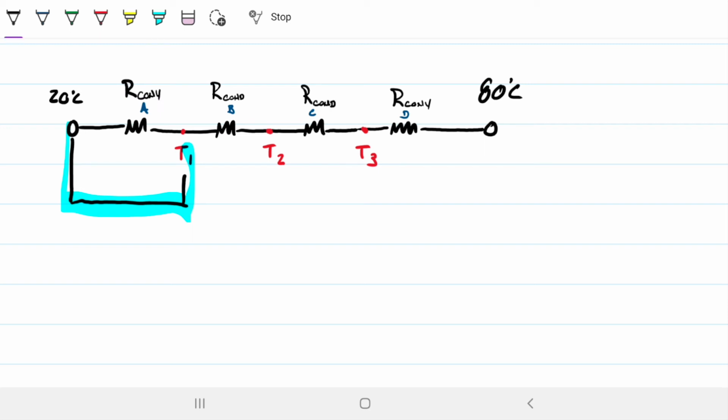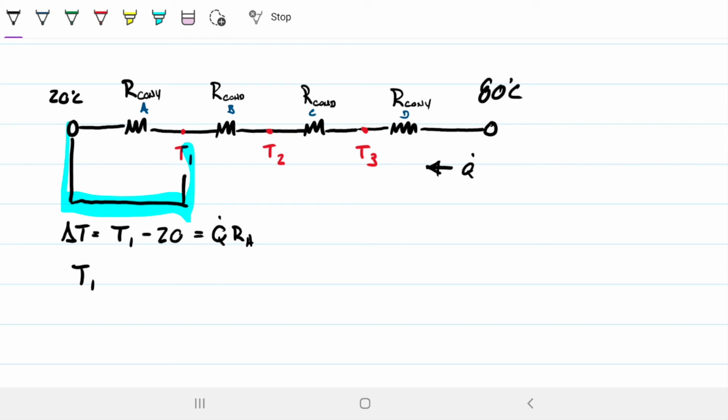I just need to remember that because we know Q is flowing in this direction here, I am 100% absolutely sure that T1 is greater than 20. So when I do my delta T, I know this is actually T1 minus 20, because I know T1 is greater than 20. And my delta T has to be equal to Q times RA in this case, right?